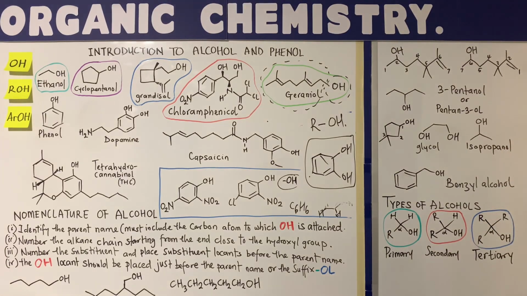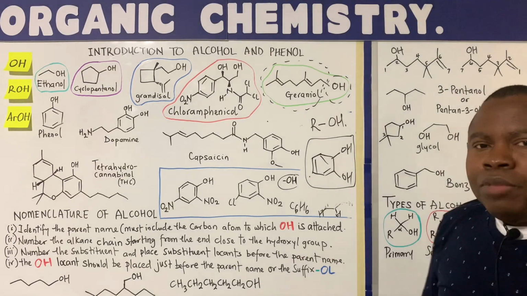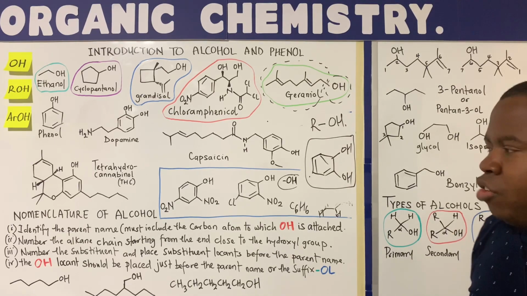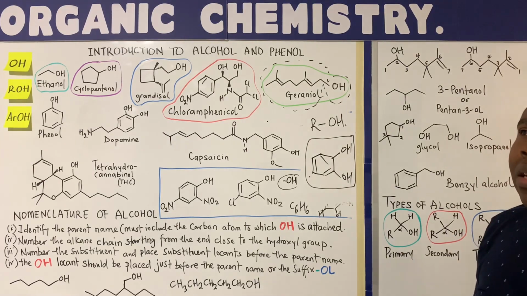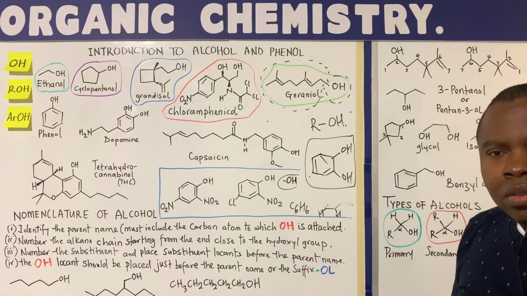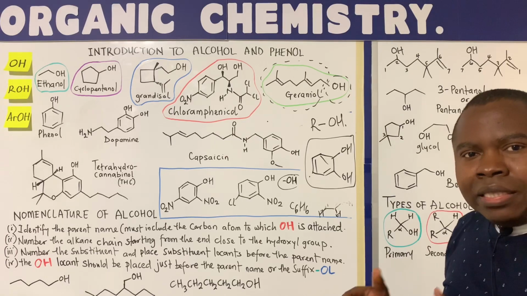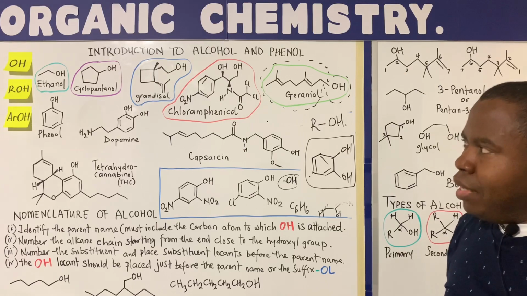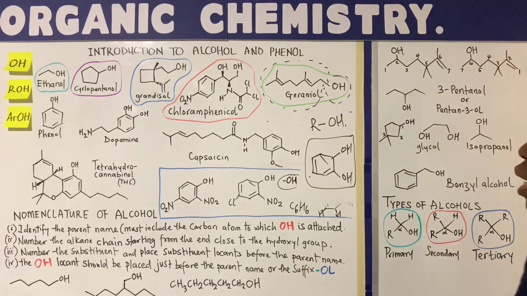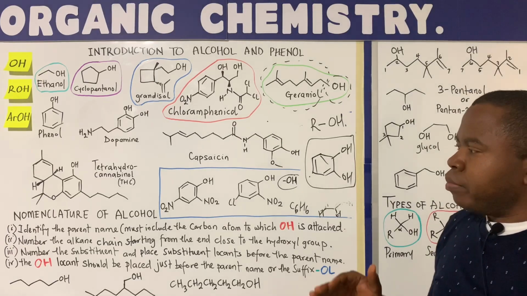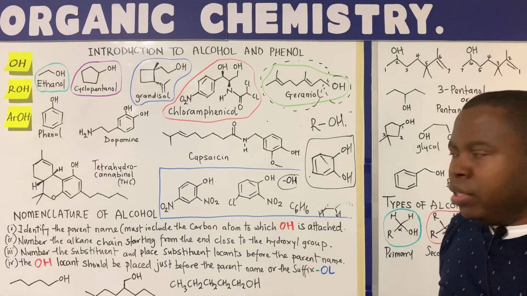And so we're going to move to the nomenclature of alcohol. In chemistry, we talk about nomenclature because it is very important. Nomenclature simply means, how do we name these compounds? What are the rules that guide us in naming the compound of interest? How do we name it? In this case, our compounds of interest are the alcohols and phenol. But mostly we're going to look at the nomenclature of alcohol in this lecture.